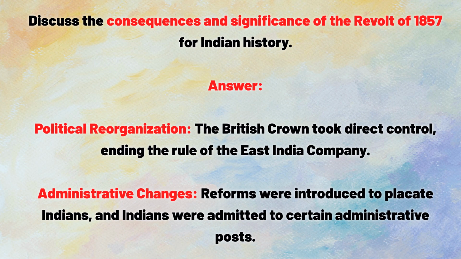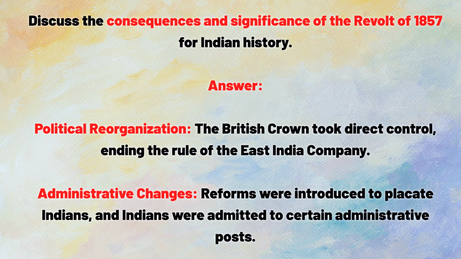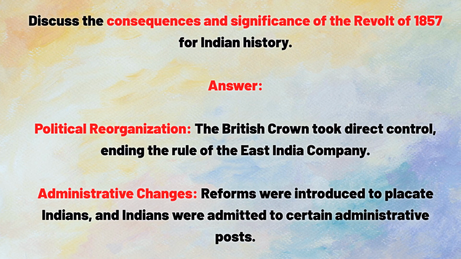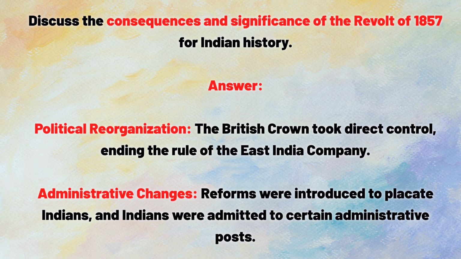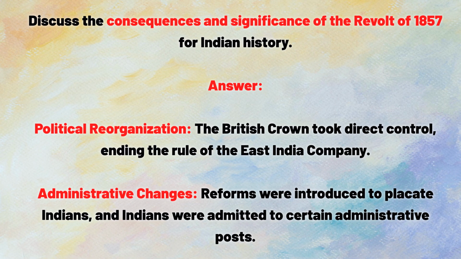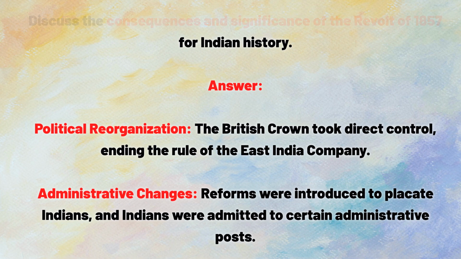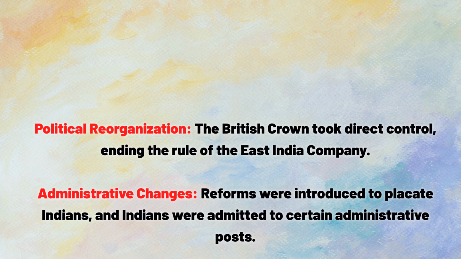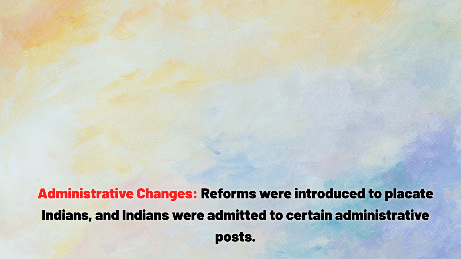Discuss the consequences and significance of the revolt of 1857 for Indian history. Answer: political reorganization. The British Crown took direct control, ending the rule of the East India Company. Administrative changes: reforms were introduced to placate Indians, and Indians were admitted to certain administrative posts.